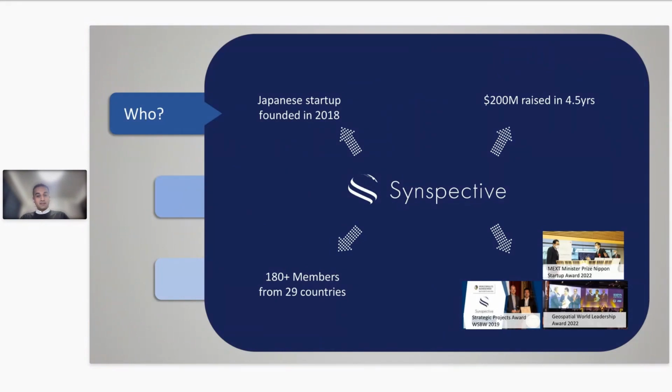So Synspective is a Japanese startup which was founded in 2018. And in the past 4.5 years, we've been able to raise around 200 million US dollars in funding. And we have a very diverse team of more than 180 members who come from around 29 countries throughout the world. And we're also the recipients of several national and international geospatial awards.